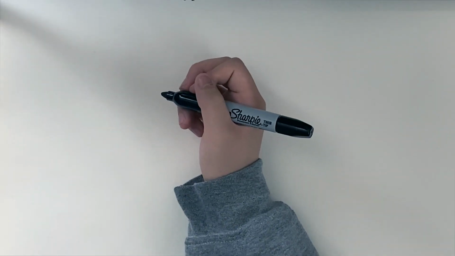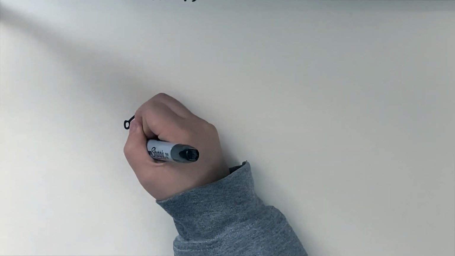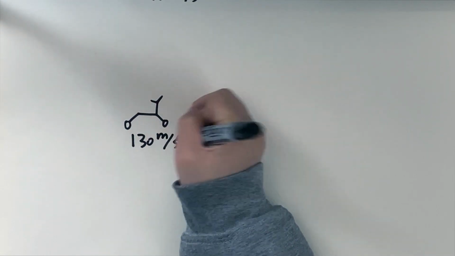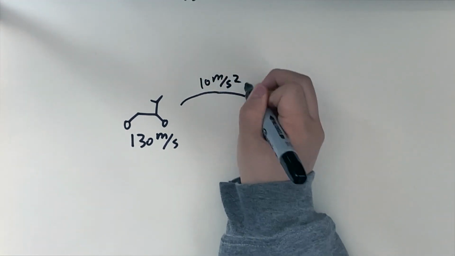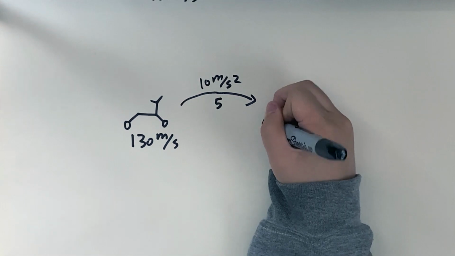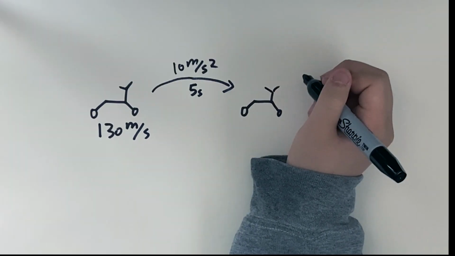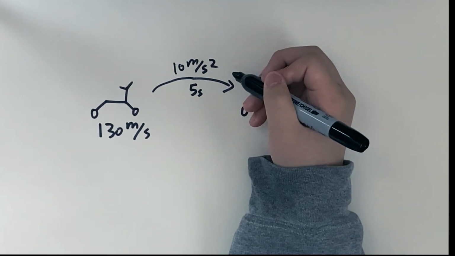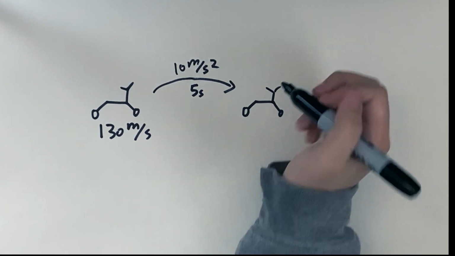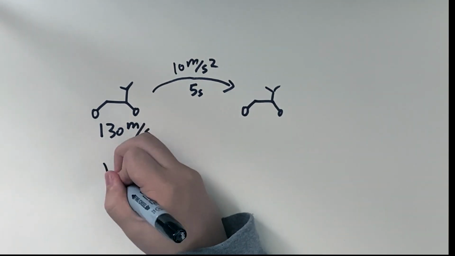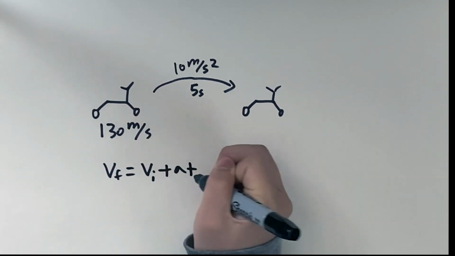Now let's try one last question. Let's say there's a motorcycle that's traveling at 130 meters per second. It has an acceleration of 10 meters per second squared. After 5 seconds, how fast will it be traveling? This question is a bit different since we know the acceleration and we're asked for the final velocity. Well, we can change the acceleration equation using algebra to get that Vf is equal to Vi plus at.